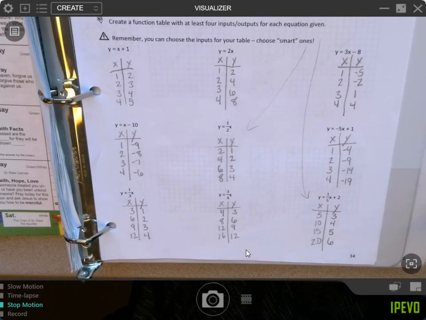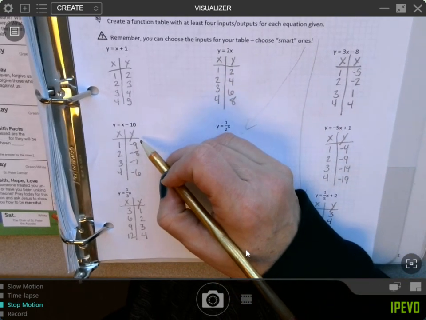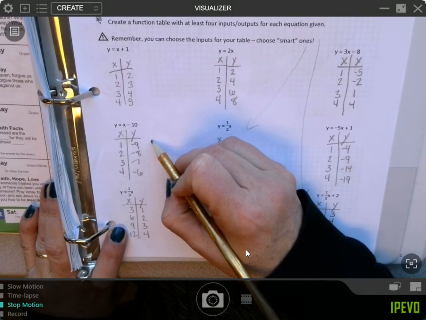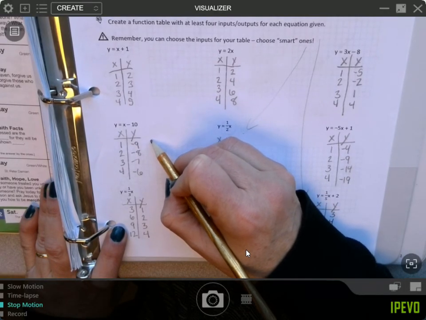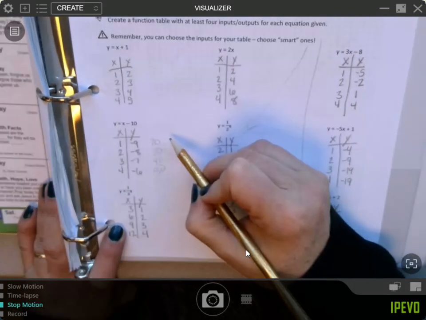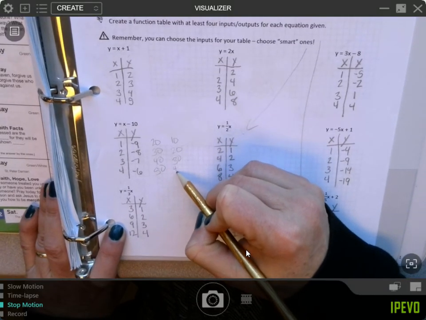Adeline? What were all the numbers that you put in? So then for your y's, you would get 10, 20, 30, 40. Yep, that works.